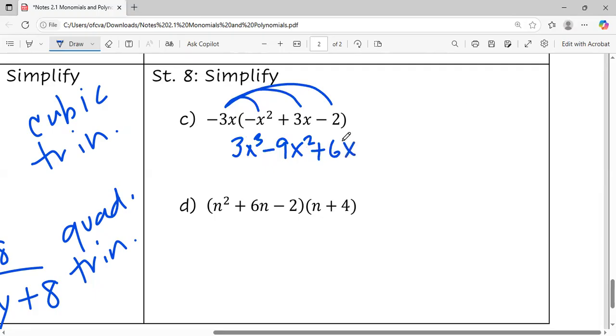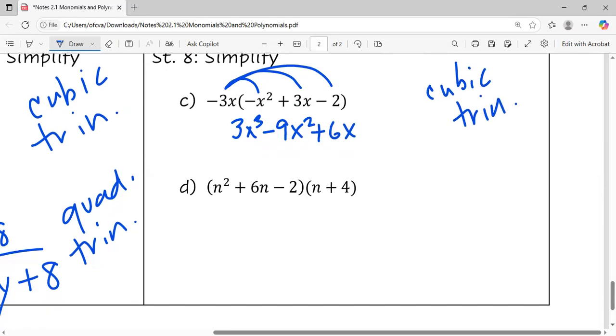So classifying by degree and number of terms, highest degree is 3. Each one is a monomial, so we're good. It is a polynomial. So highest degree 3, that's cubic, 3 terms. So this is another cubic trinomial. There we go. And then this last one, this is the longest one.